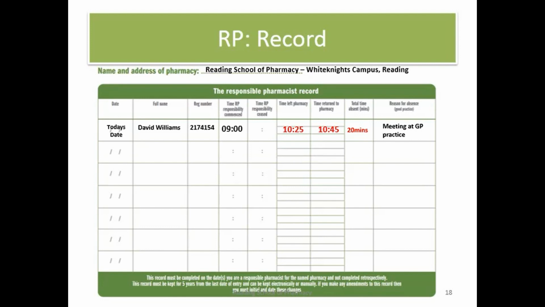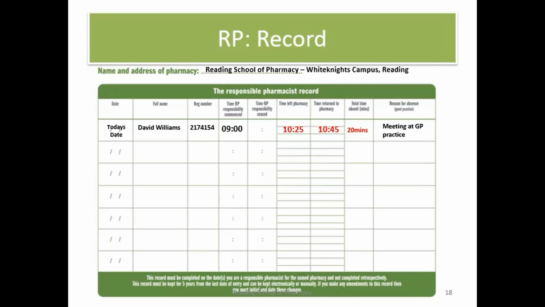But on this occasion, I am David Williams and I started my job at 9 o'clock. I commenced my responsible pharmacist duties at 9. However, at 10:25, I left. When I returned at 10:45, I put the 10:45 in, and then I totted it up and say that was 20 minutes, and there was a meeting at the general practice, meeting with the GP.